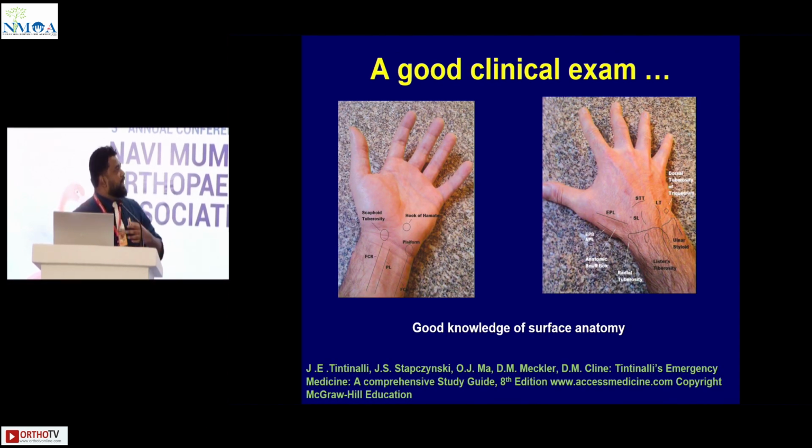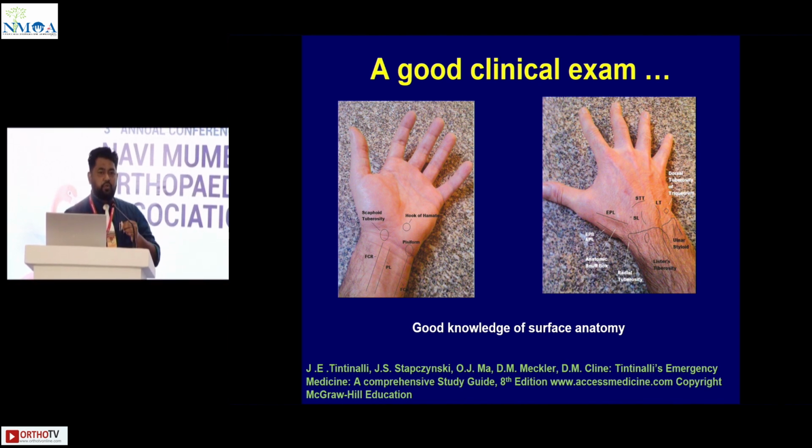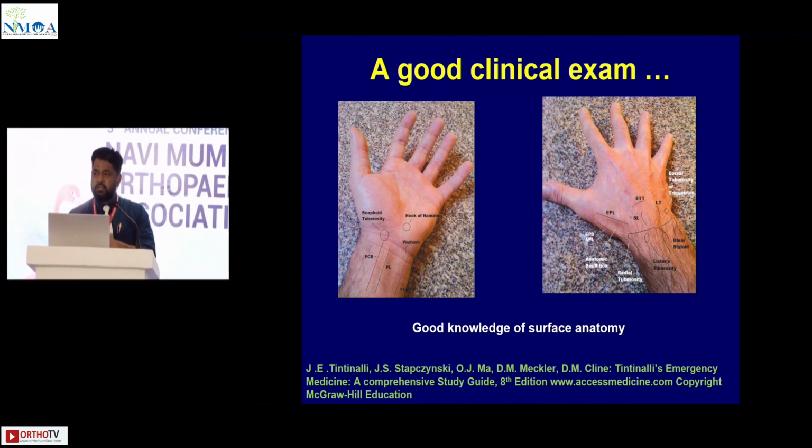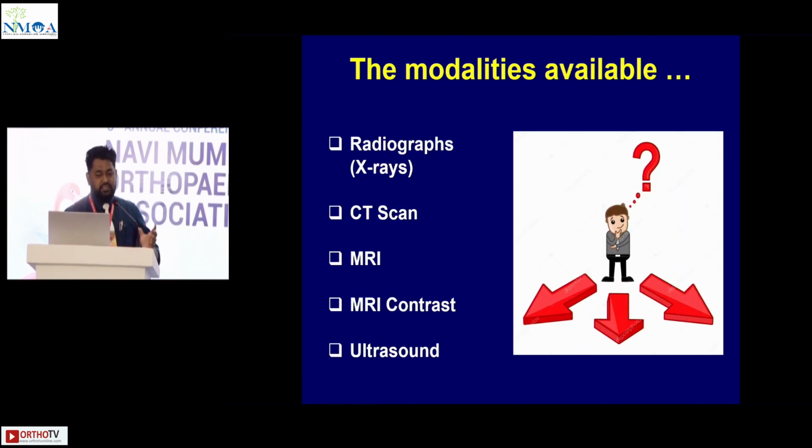In order to start with an imaging modality for the wrist, the basic and foremost important thing is to have a good clinical examination. A good clinical examination can only be done when you have good knowledge of surface anatomy, which is very important. Later, we all know the imaging modalities of the wrist: the radiograph, the CT scan, the MRI, contrast and ultrasound. But let us see which one is the best and how we can use all these imaging modalities in the best possible way, for which the patient can also benefit from it.